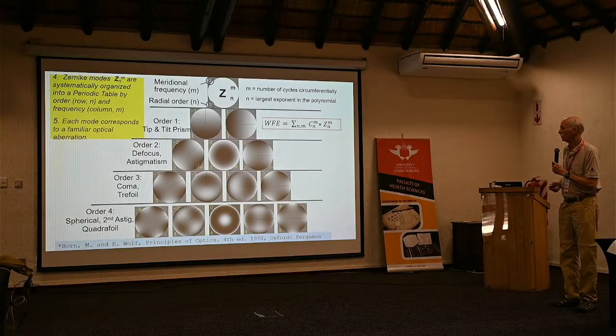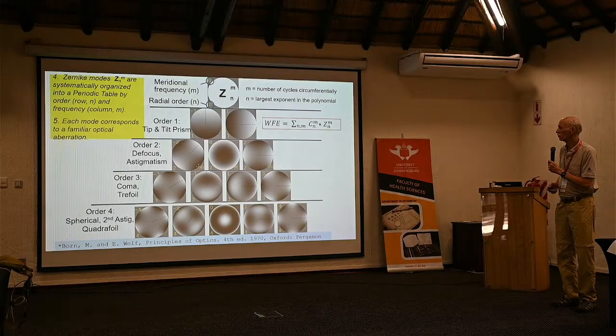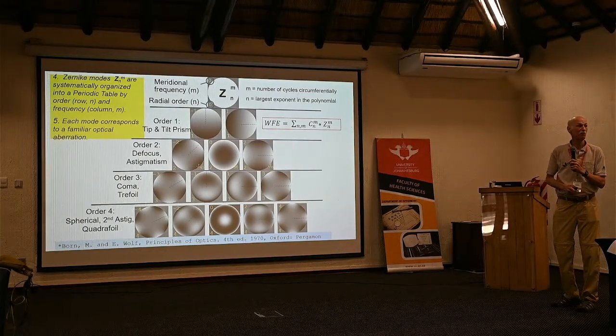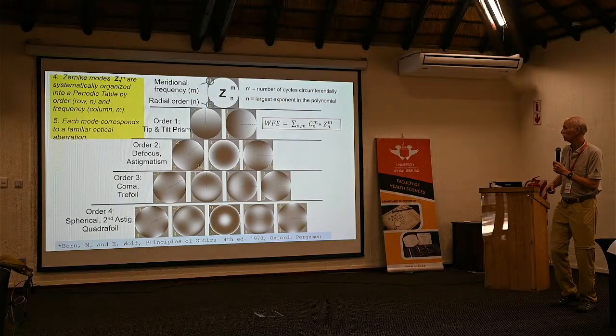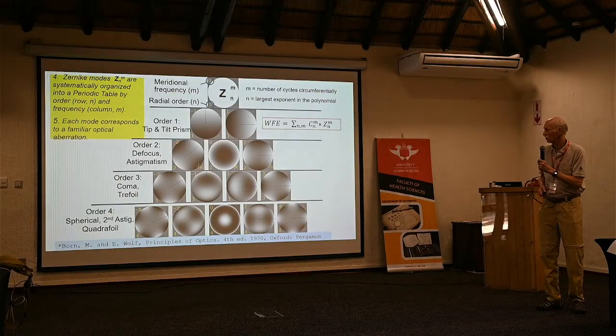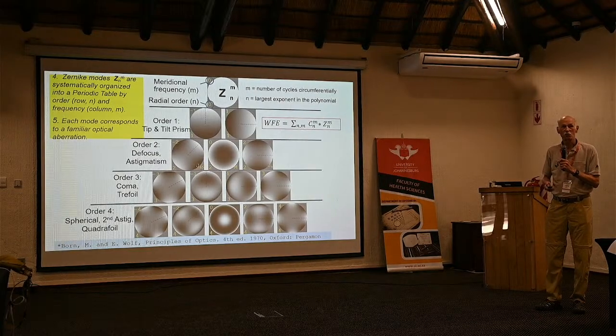Answer number 5. Why did we choose them? Each mode corresponds to a familiar optical aberration. That's another great plus. And they're listed there. Tilt, prism, defocus, astigmatism, coma, trefoil, every one is associated with a particular mode.